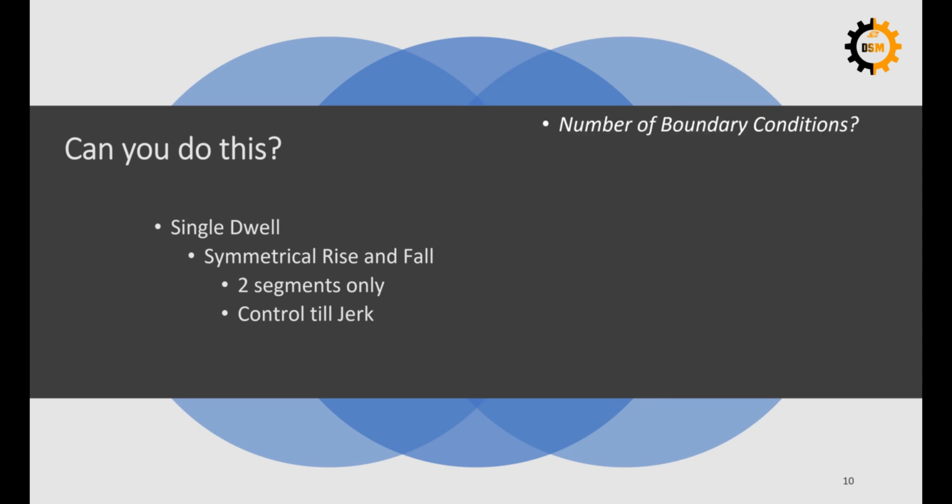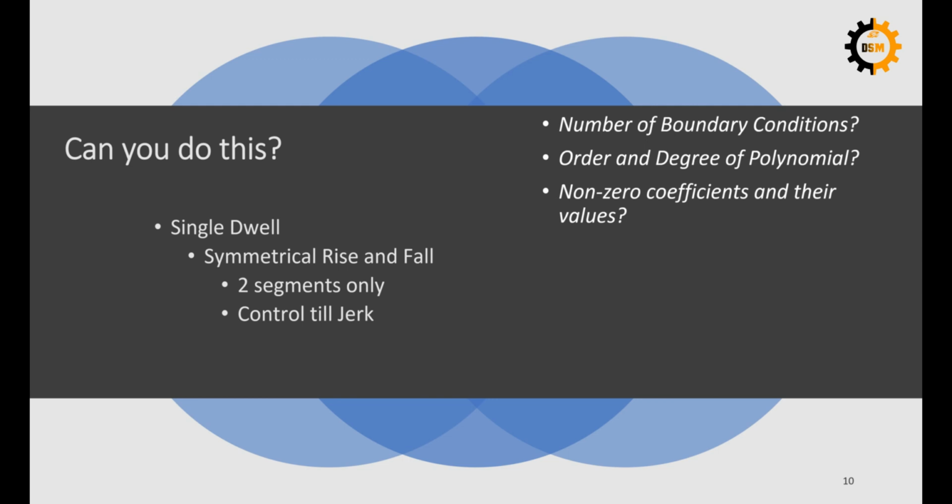So based on this situation, in your opinion, what would be the number of boundary conditions? What would be the order and degree of polynomial used? And if you solve the polynomial, what will be the value of non-zero coefficients? And on the basis of that, what is the type of polynomial you will end up with? I hope you can do it.